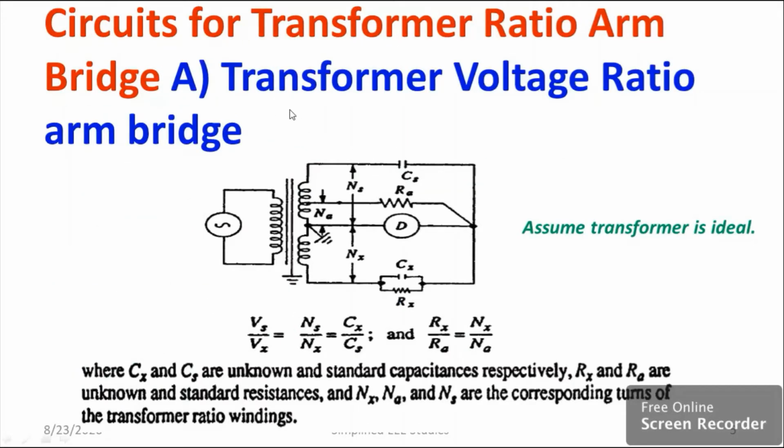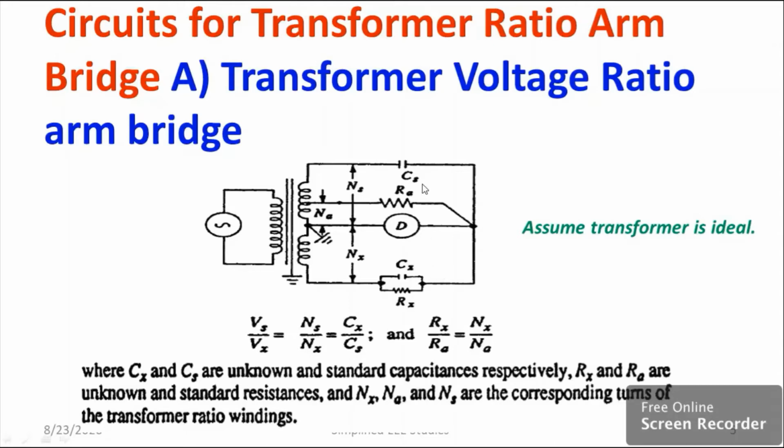I would like to discuss more on the transformer voltage ratio bridge. Let's consider the circuit. We have a 3-winding transformer, or you can call it a center tapped transformer. Then we have a detector. Then we have our test piece, or you can call it the dielectric piece. This is the equivalent circuit of the dielectric piece. Cx represents the unknown capacitance and Rx is the unknown resistance. This altogether represents a dielectric test piece.